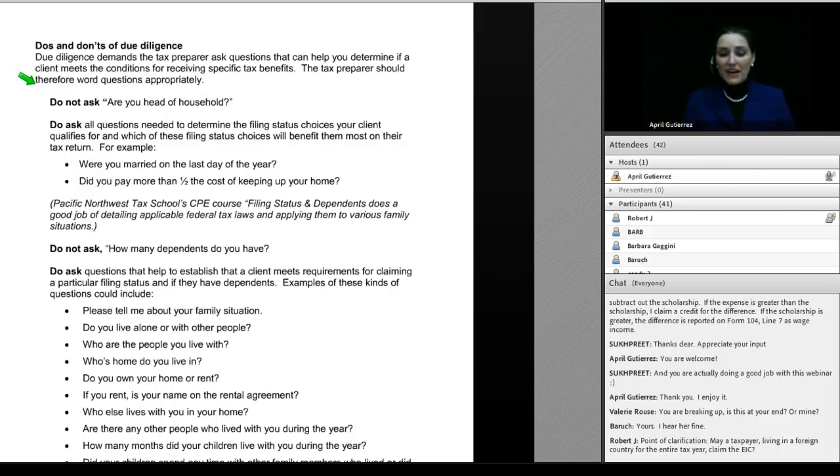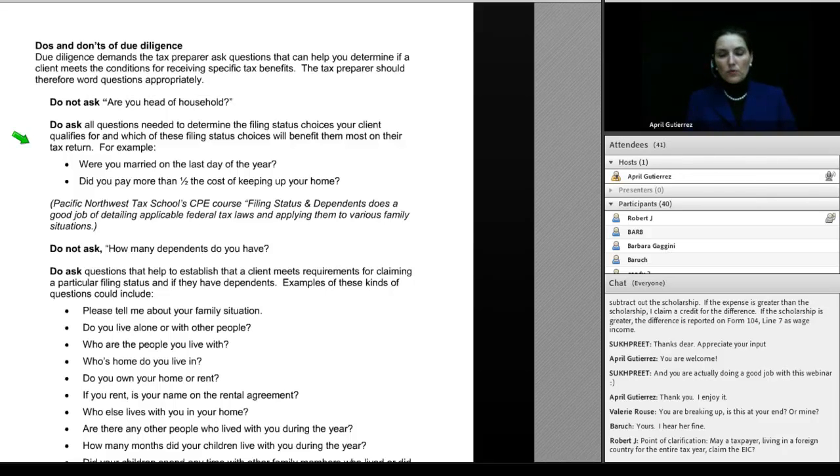So you don't ask them if they are the head of the household, or say something like, you are the head of the household, right? and get a confirmation from the client. That's completely the wrong way to do it. So what do you say? Well, you ask all the questions needed to determine the filing status choices your client qualifies for and which of these filing status choices will benefit them most on the tax return.